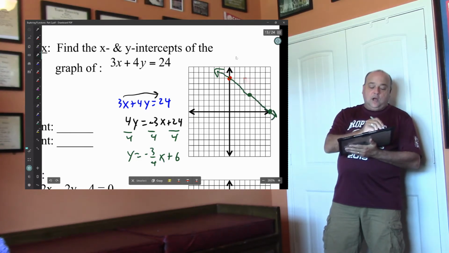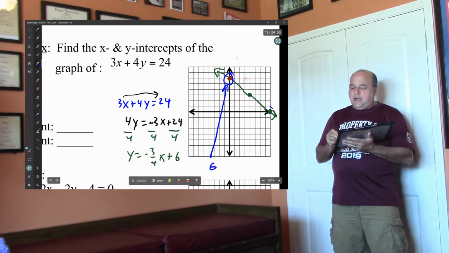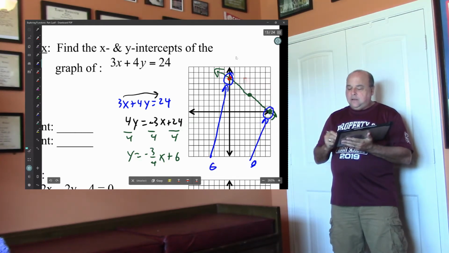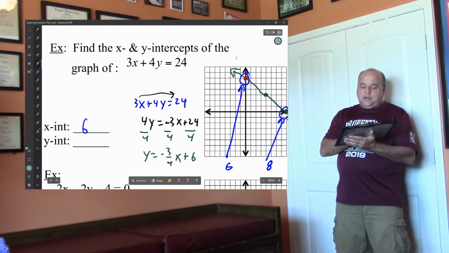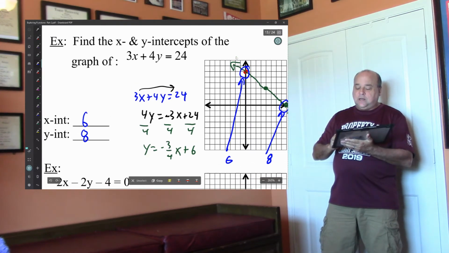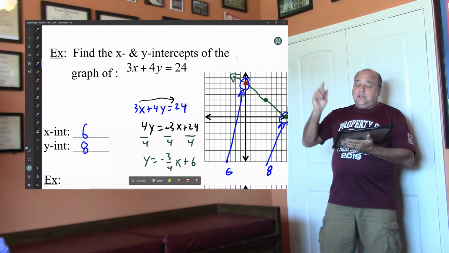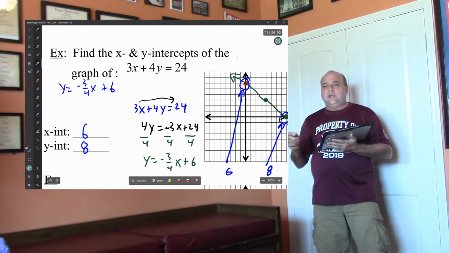Okay, so from my graph, I can get the y-intercept, which is 6, and my x-intercept is 8. So my x-intercept is 6, and my y-intercept is 8. Now then, this is really hard, and you're going to have to do this later on. To get your x-intercept from this, write this down: y equals -3 over 4x plus 6. This is where this is going to get hard.